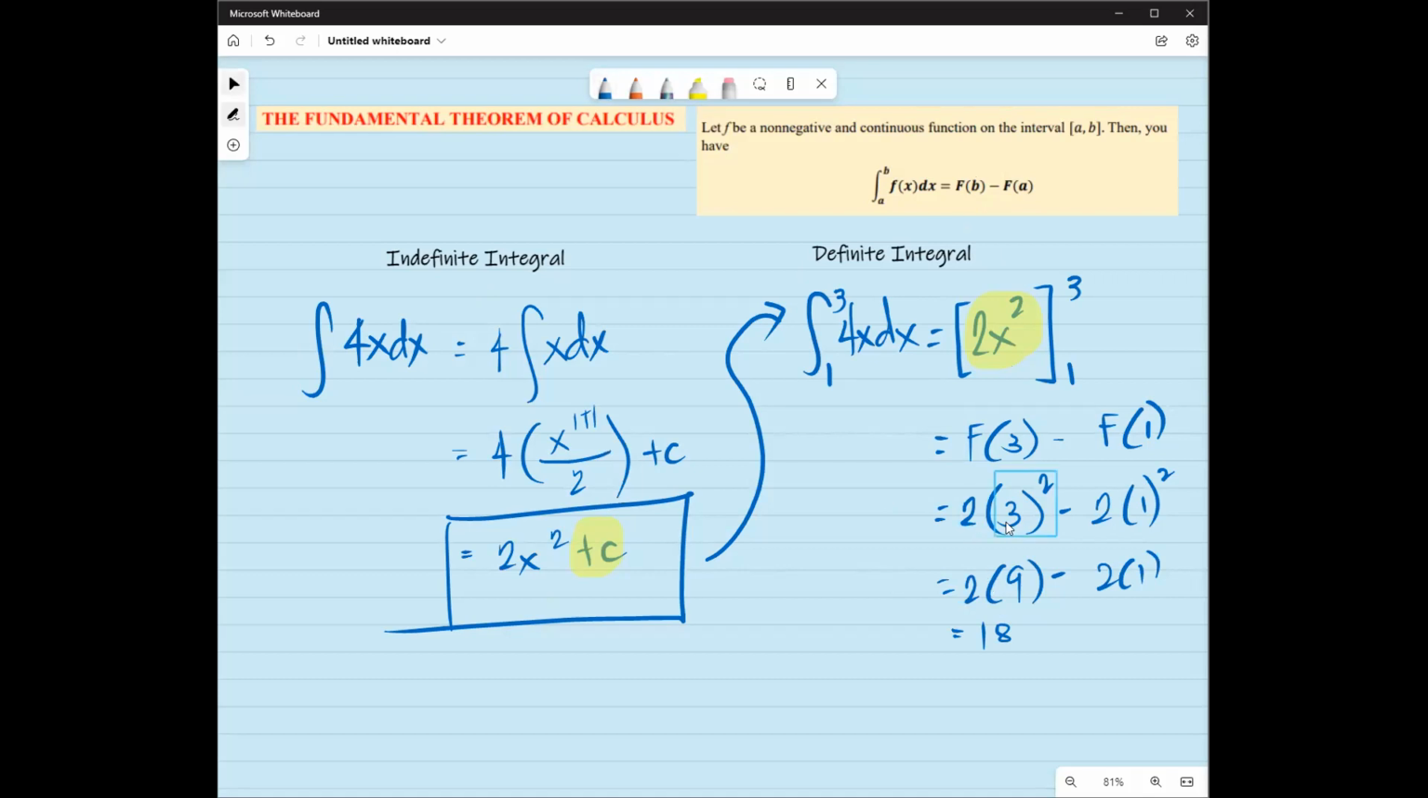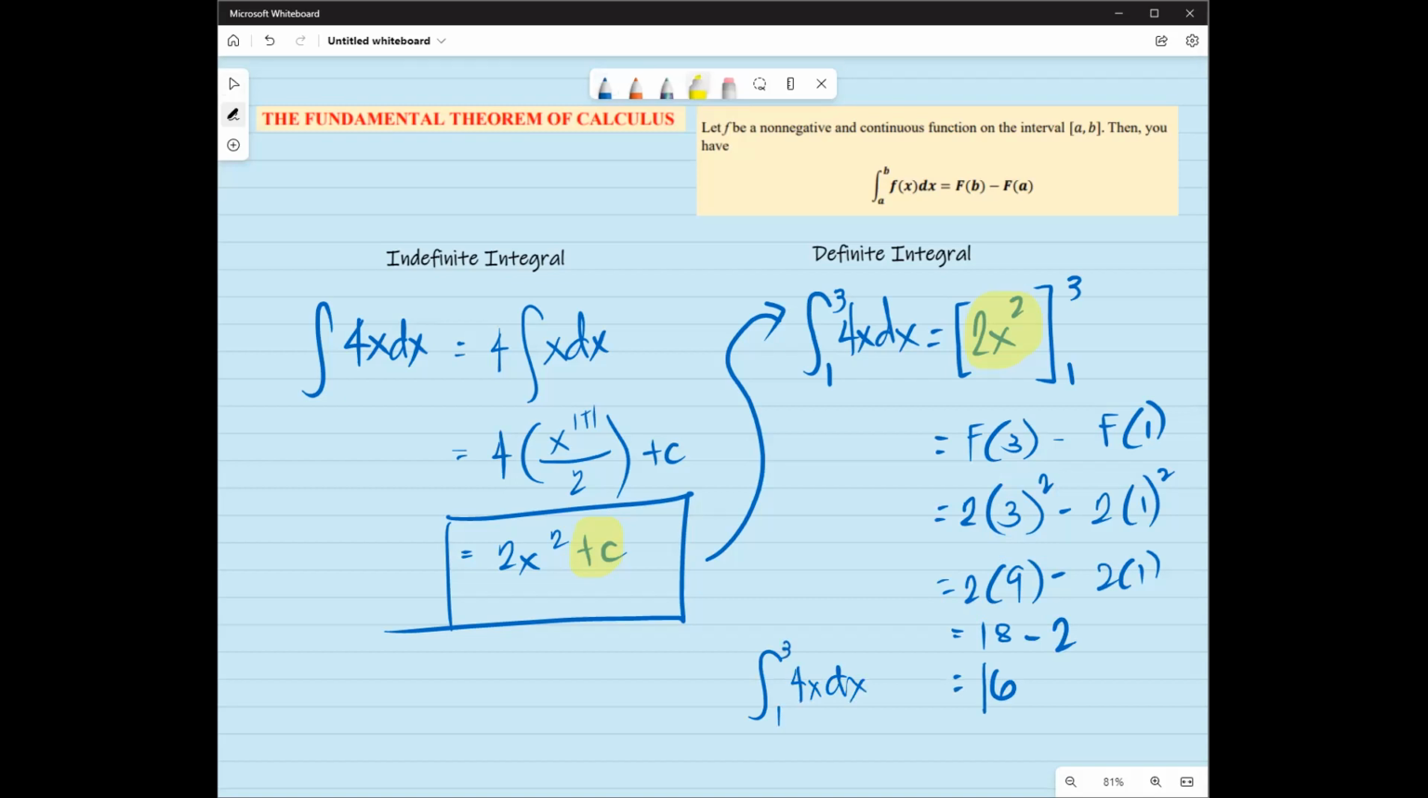So we have here, just a recap, 3 squared is 9, 2 times 9 is 18, minus 2 times 1, that's 2. And finally, the answer here will be 18 minus 2, that will be 16. So this will be the value of our definite integral. Therefore, we can conclude that the integral of 4x dx from 1 to 3, the definite integral, is 16.